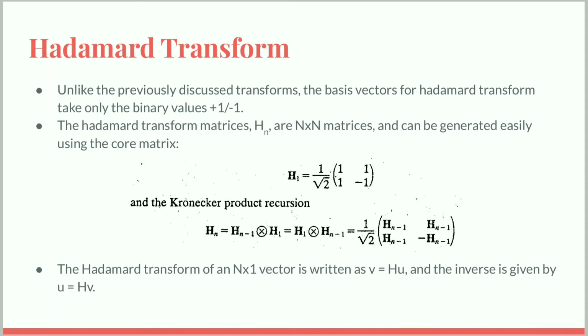The Hadamard transform for an n by 1 vector is written as V is equal to Hu, where H is the Hadamard matrix, V is the transformed vector and U is the original sequence. And the inverse is given by U is equal to HV.